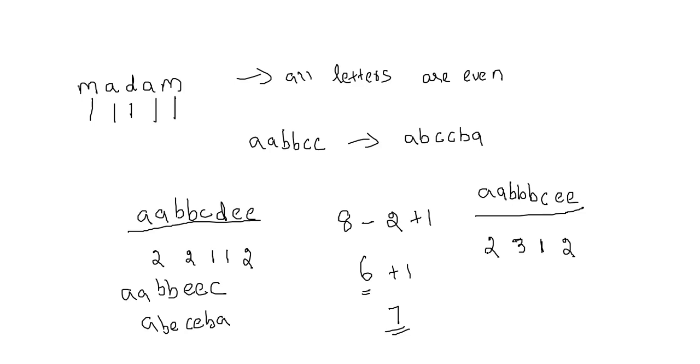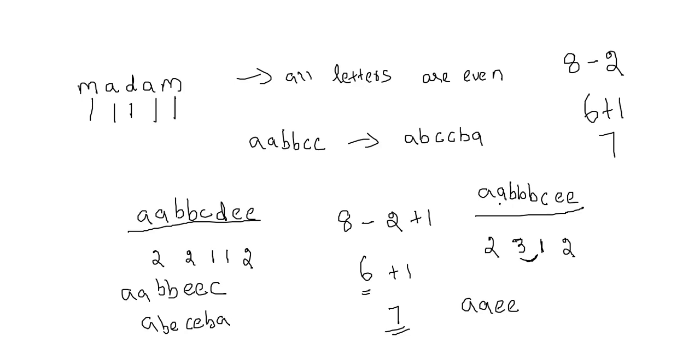I have to take all the even character occurrences, that is AA, EE. So what is the total number of characters? 2, 5, 6, 7, 8. The total is 8. 8 minus totally how many odd occurrences do I have? I have 2 odd occurrences, subtracted by 2. 8 minus 2 is 6, plus 1. So I can form a palindrome with 7 characters.